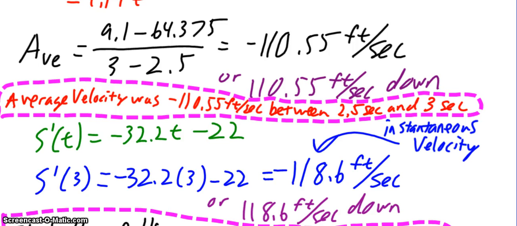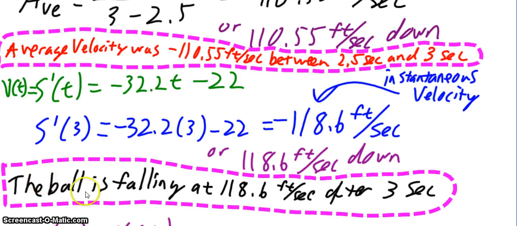Alright, so the next thing we wanted was the instantaneous velocity when t is 3. So in this case, we take the derivative, so v of t, which is the velocity function, equals s prime of t, right? That's the relationship. What is the rate of change of position? It's velocity. Alright, so I found the derivative, negative 32.2 t minus 22, and then I plug in 3. And I get negative 118.6 feet per second. That's my instantaneous velocity, or I can say 118.6 feet per second down.